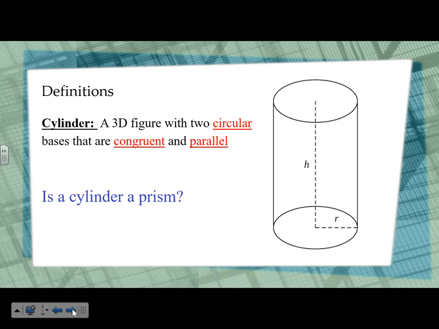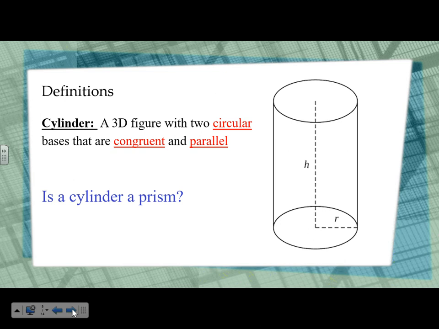Lastly, a cylinder is a three-dimensional figure with two circle bases that are congruent and parallel. So essentially, it's kind of like a prism with circle bases. So is a cylinder a prism? The answer is no. The main reason I would say is because the lateral faces are not rectangles, they're curved basically, I think is the biggest thing.